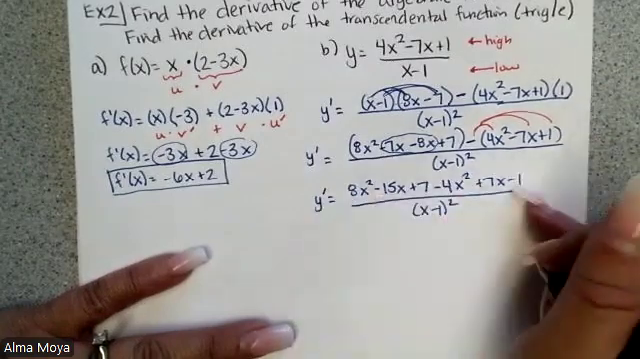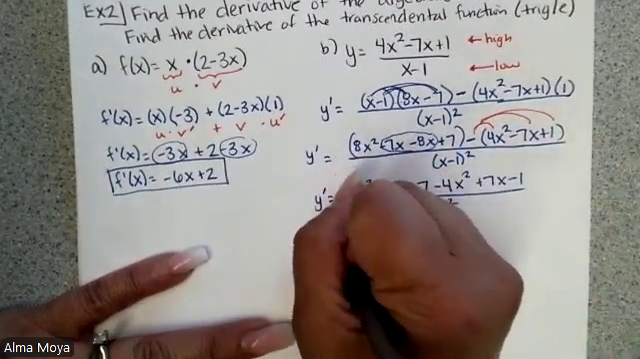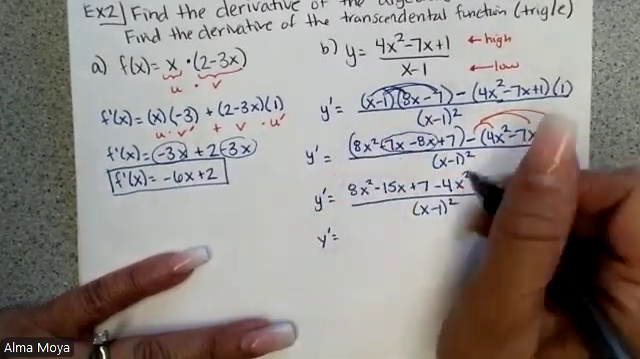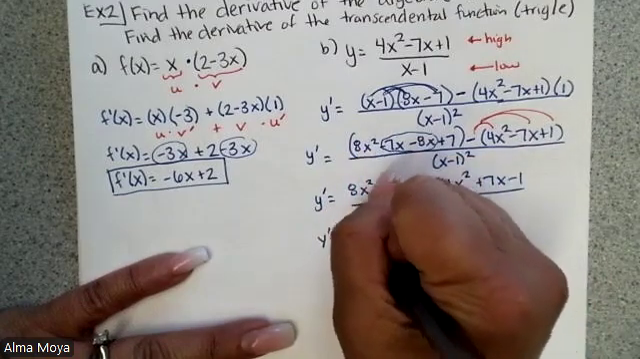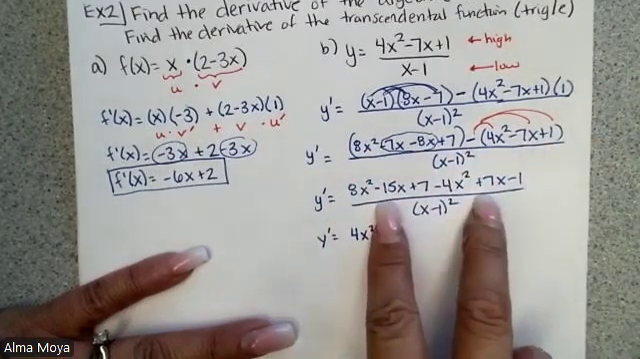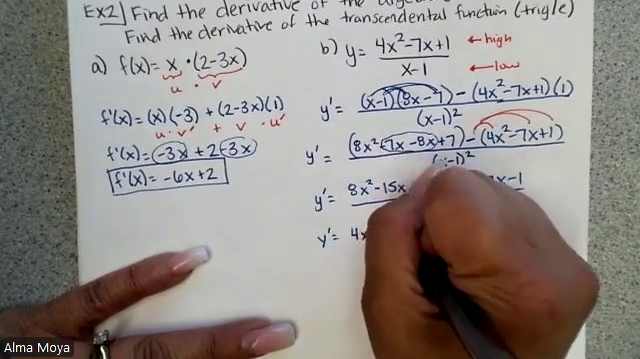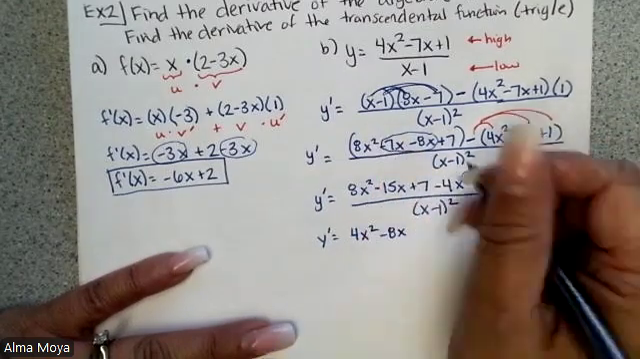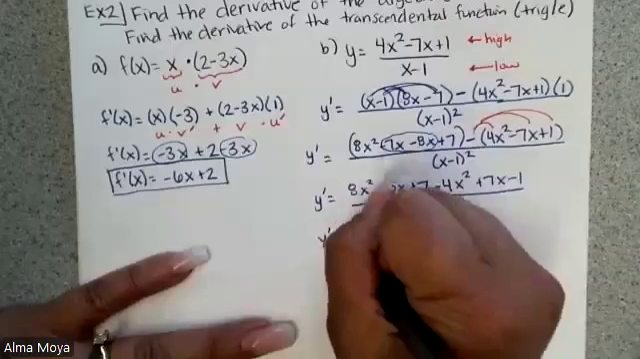Lastly, I'm going to combine like terms in the numerator. 8x squared minus 4x squared is going to be 4x squared. Negative 15x plus 7 is going to be negative 8x. And then 7 minus 1 is going to be a positive 6.